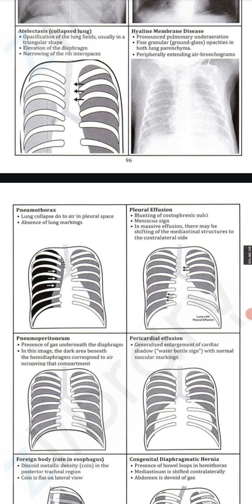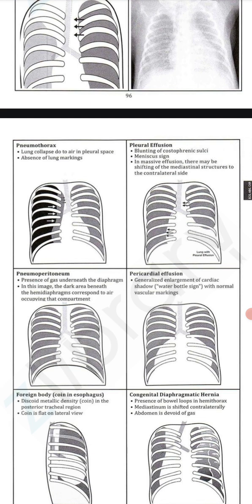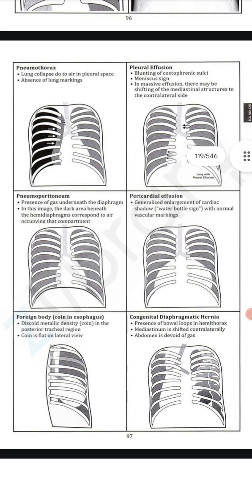Pleural effusion, blunting of the costophrenic sulci, meniscus sign. In massive effusion, there may be shifting of the mediastinal structures to the contralateral side. Pneumoperitoneum, presence of gas underneath the diaphragm. In this image, the darker area beneath the hemidiaphragm corresponds to the air occupying that compartment. Pericardial effusion, generalized enlargement of the cardiac shadow, water bottle sign, with normal vascular markings.